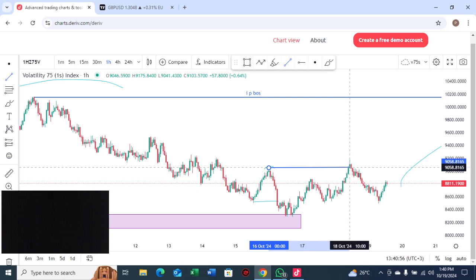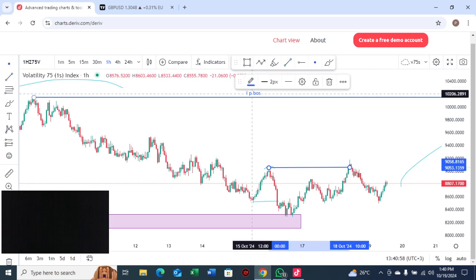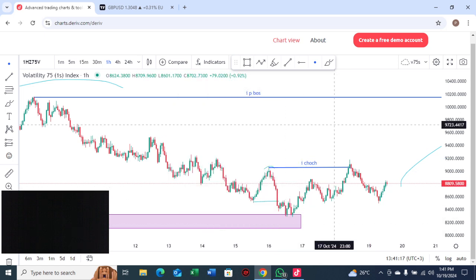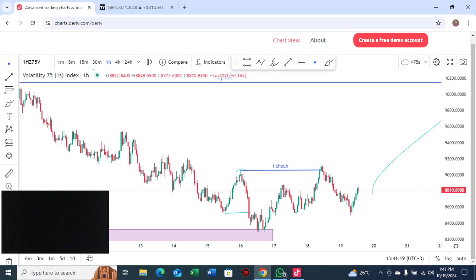You can see, after the change of character, we will be able to understand that the 4-hour structure is now trying to realign with the higher time frame. So in this case, I'll name this one internal of the internal, but to avoid confusion, let me call it internal CHoCH. Okay, internal CHoCH. So having that, the structure is very simple.